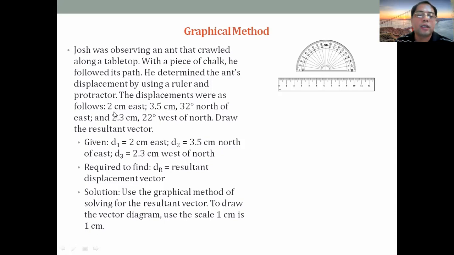So how many displacements are considered? So this is the first one. We can call this D1, displacement 1. Here is our D2. And this is the direction of D2. And then we have D3. So all in all, there are 3 displacements. And therefore, we have to close the path of the ant, after we draw it tip to tail, by drawing the 4th side. And we call that 4th side again as the resultant vector.